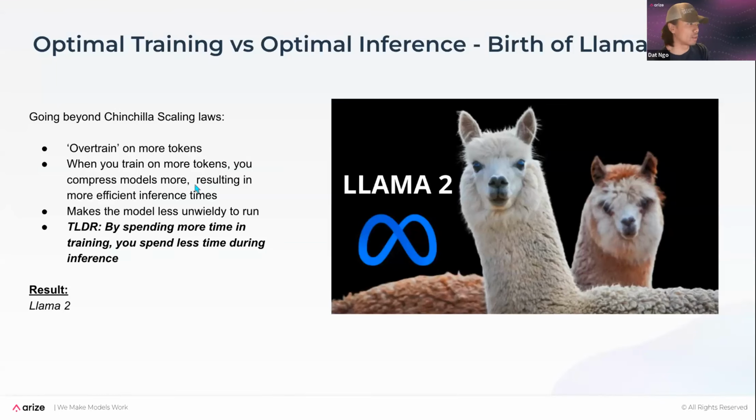It was everywhere. You had Llama 70B, Llama 13B, and Llama 2B. The main thesis here is that by spending more time in training, you spend less time during inference. So that compression is super key, and this concept becomes important later when we talk about Mistral and Mixtral.